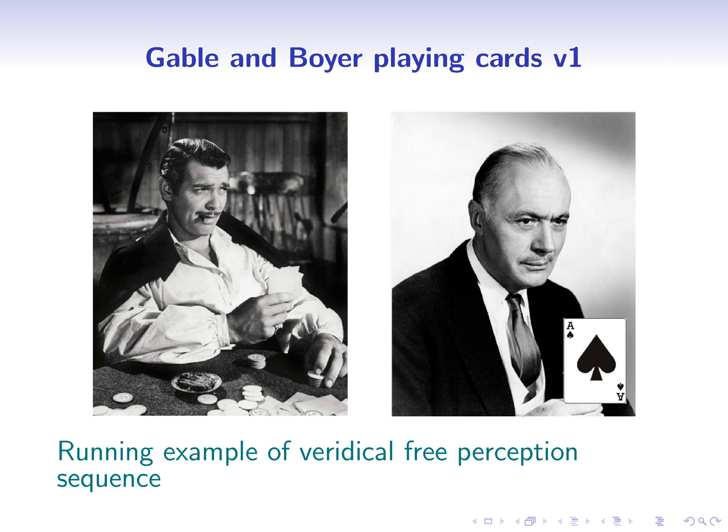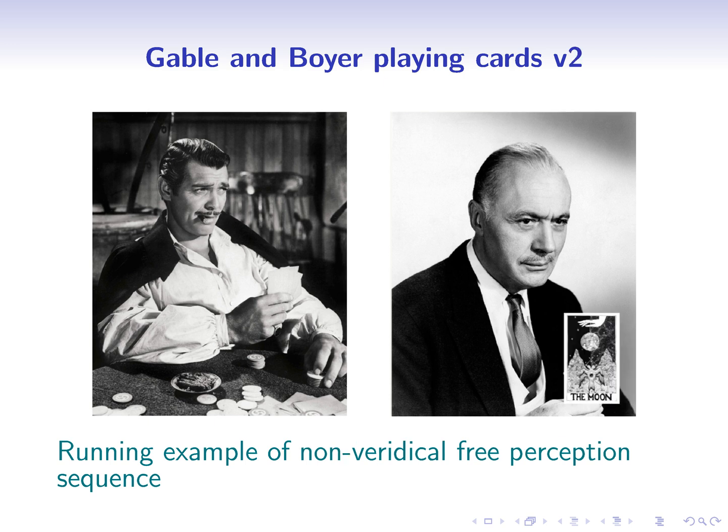We're going to refer to a running example. Gable and Boyer are playing cards with an ordinary deck. In the panel on the left, Gable looks up, and the panel on the right shows what he sees. It's Boyer holding up an ace of spades. And this is supposed to be understood veridically. Boyer really did hold up an ace of spades.